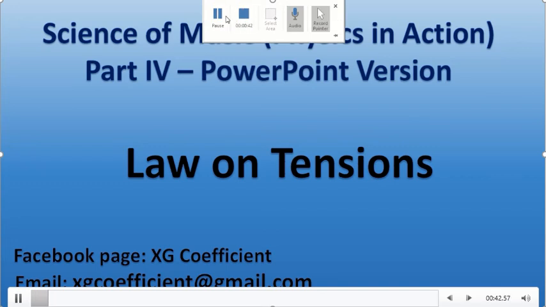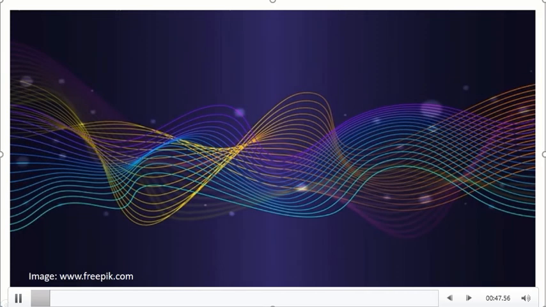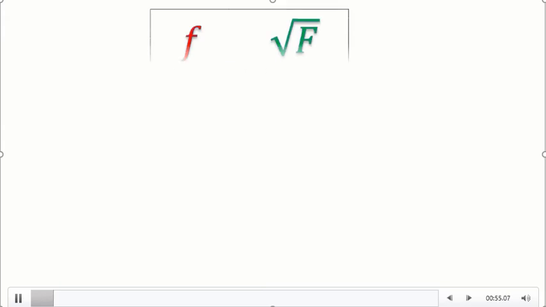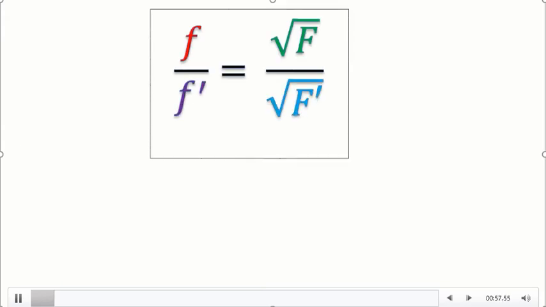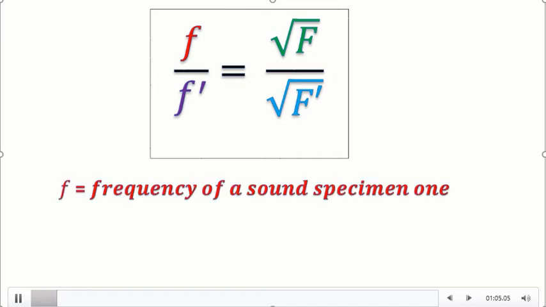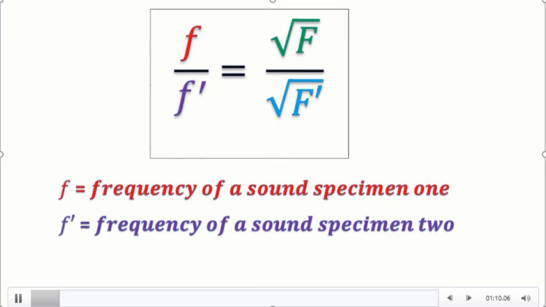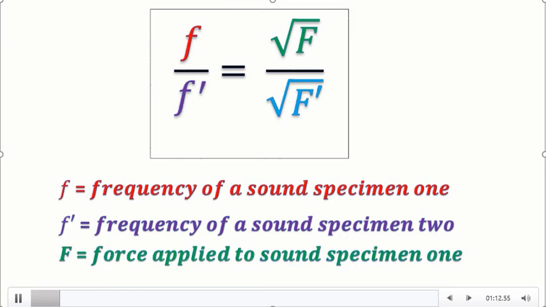The formula is a simple ratio and proportion concept where lowercase f represents the frequency produced by a string, while the uppercase F is the exerted or applied pressure on a string. Somebody may ask, what's the apostrophe for? Lowercase f prime and uppercase F prime relate to another string applied with a different pressure. Thus, the formula is trying to utilize the relationship of two strings, that is, comparing a pair of strings. Specimen 1 refers to string number 1 while specimen 2 refers to string number 2.